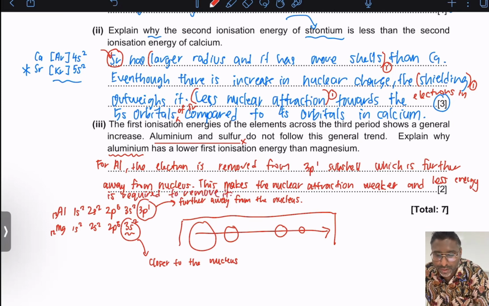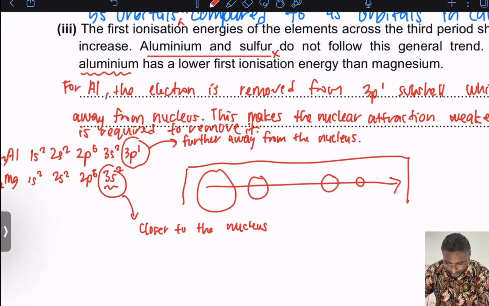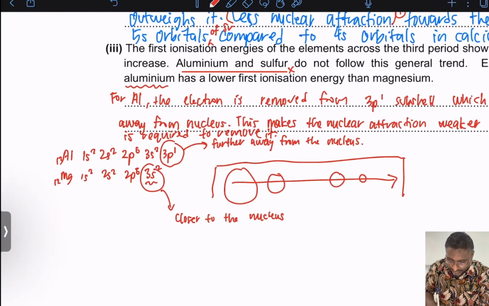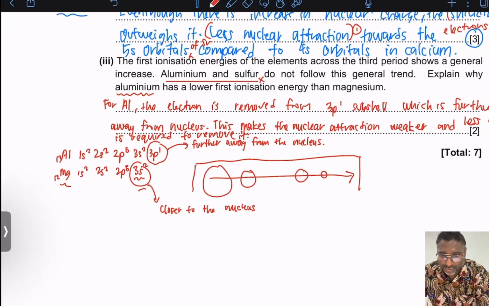So I'm still not actually mentioning magnesium, but if you have time, please mention it. If I have time, I would have continued. For magnesium, the electrons are removed from 3s, which is closer to the nucleus, so the nuclear attraction is stronger and more energy is required to remove it. So that's going to be more.